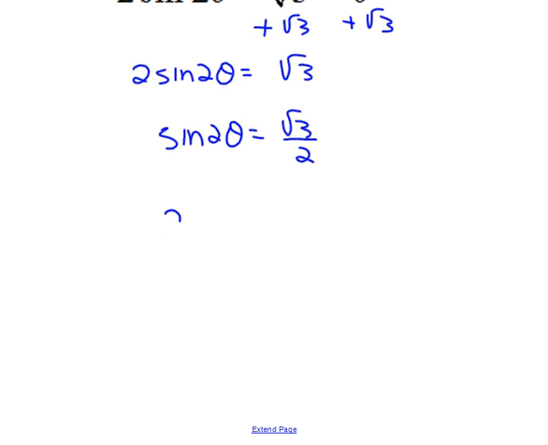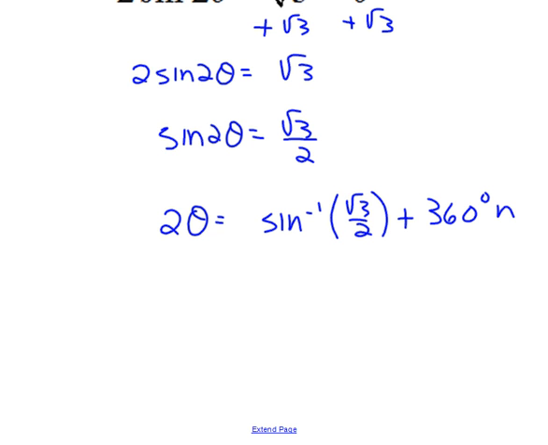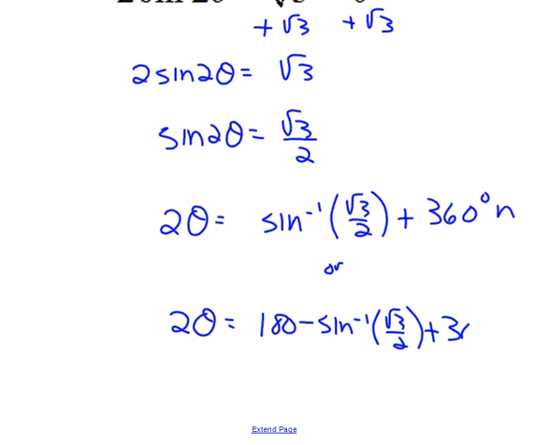Now I'm at the inverse sine. So now I have my 2 theta is, what are my two solutions? Sine inverse of root 3 over 2 plus 360n, or 2 theta is 180 minus sine inverse root 3 over 2 plus 360n. And now to come up with these two, you can just figure out what your sine inverse of root 3 over 2 is and plug them into both formulas.